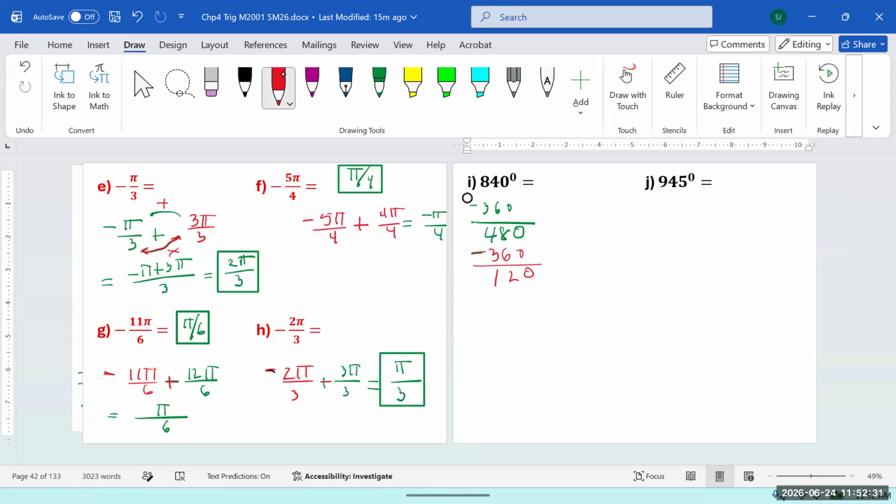It's smaller than 360. 120 lies between which two quadrantal angles? It's on the second quadrant. So if it's on the second quadrant, it's here, 180 degree. So 120 degree. So what would be our reference angle? 180 minus 120, which is 60. This one.